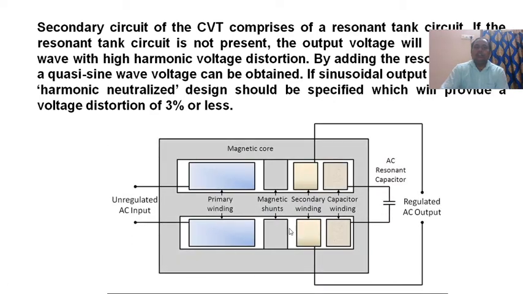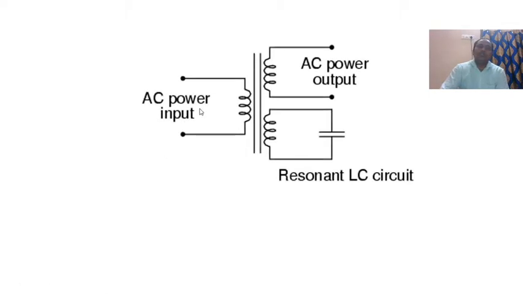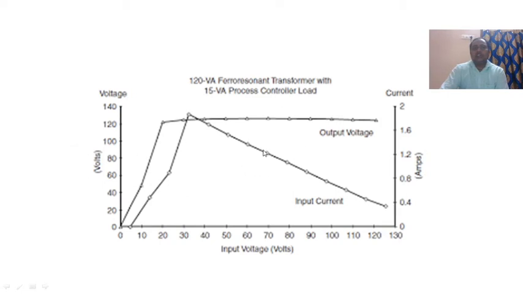So this is a CVT, constant voltage transformer: unregulated AC input, regulated AC output. This is a magnetic core having the primary winding, magnetic shunts, secondary winding, and capacitor windings. There is an AC resonant capacitor. The resonant circuits are provided for reducing the harmonic content in the output. This is a resonance LC circuit. This is the input, this is the output. The transformer operated in saturation condition is treated as a constant voltage transformer. So this is a graphical representation of the CVT.